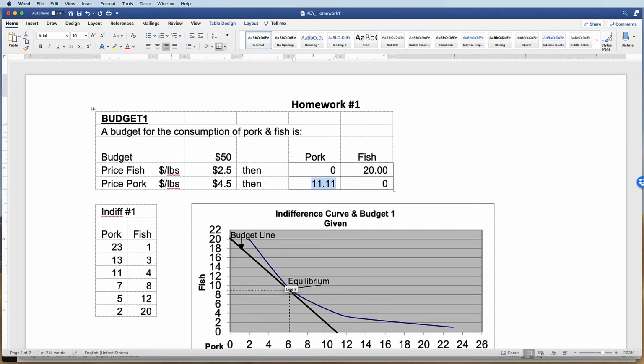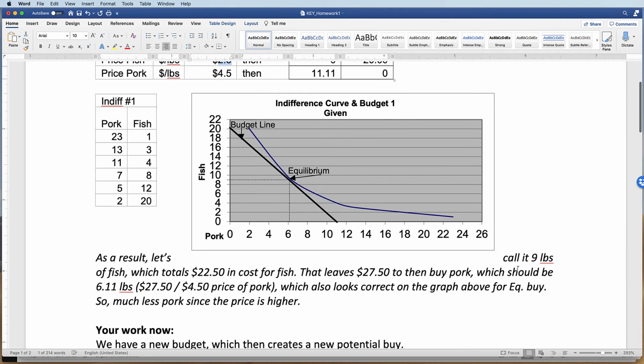But the key is equilibrium. So right here, where these two equal, tells you that you would buy about 9 pounds of fish. Well, if you buy 9 pounds of fish, there is a price of $2.50. So I did the math down there. 9 pounds of fish totals $22.50 in spending. So that means you've got $27.50 left. If you divide that by the price of pork, then that turns out to be 6.11 pounds, and you would spend the rest of that $27.50. And then you can see in the graph here, that actually kind of lines up with about what we would have. So that's going to be 6.11 pounds of pork, 9 pounds of fish. Those are the important results from this whole illustration, and that's equilibrium.